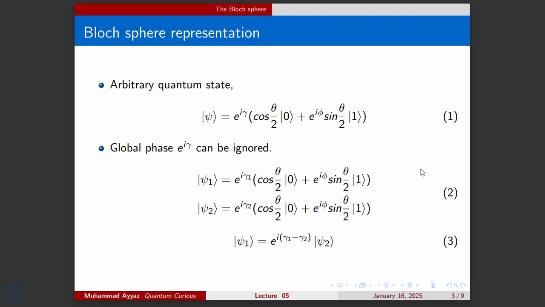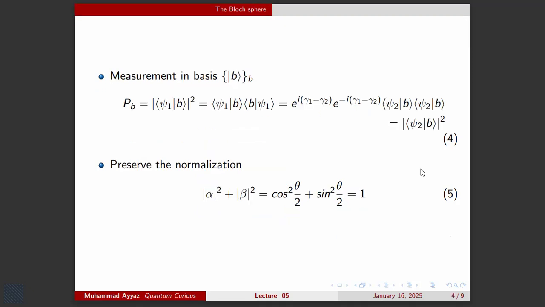consider we have two quantum states in equation 2, psi 1 and psi 2, and we could write psi 1 in terms of psi 2. It is written in equation 3. Consider we are going to perform a measurement in basis P on these quantum states, and the probability of getting outcome B is given in equation 4.